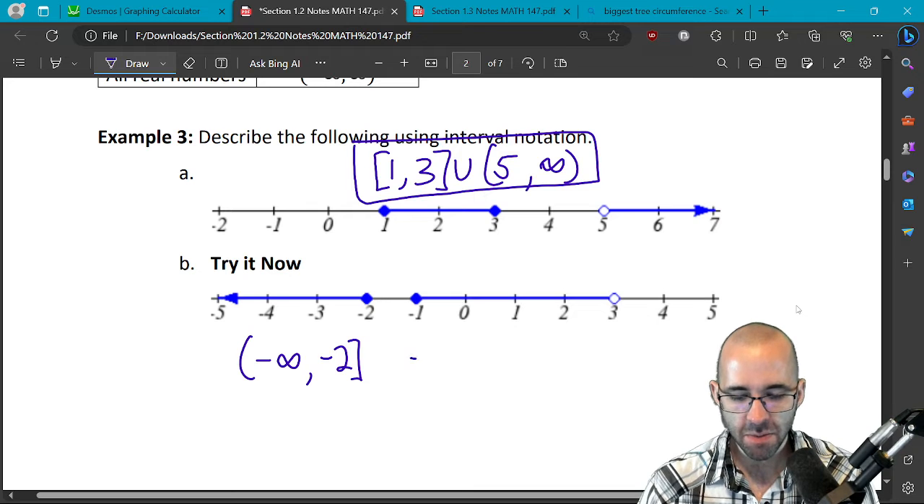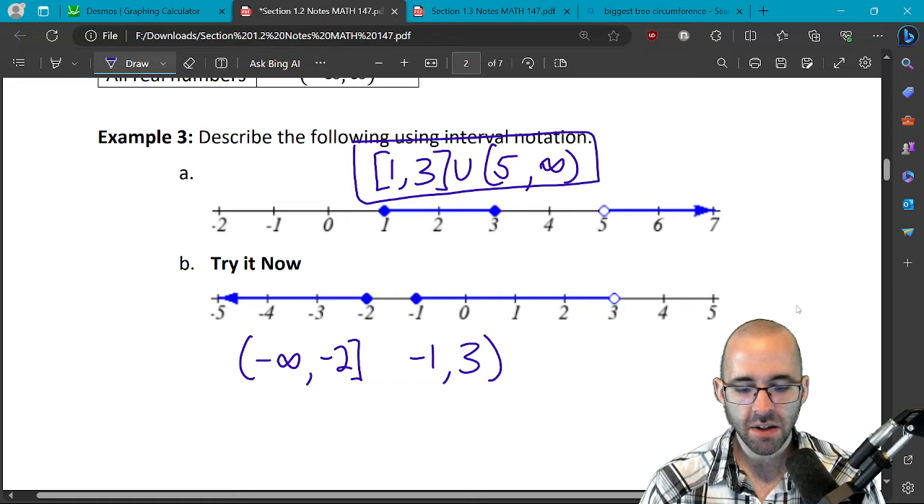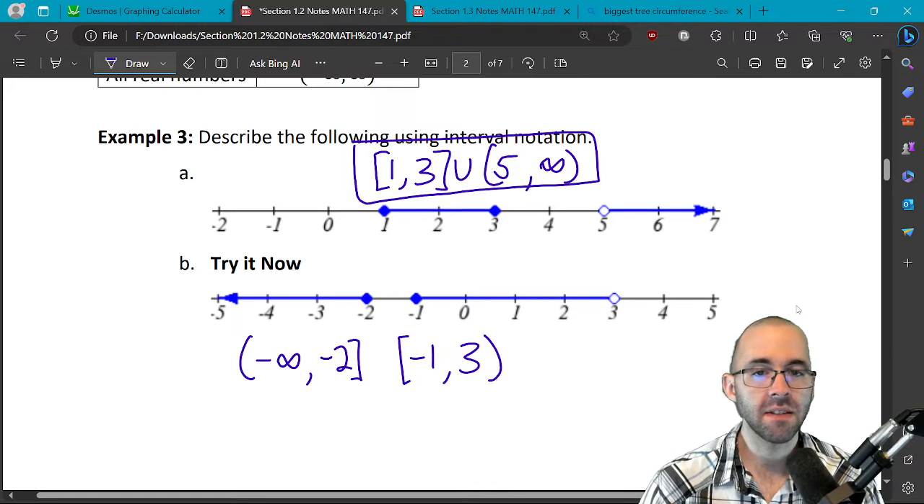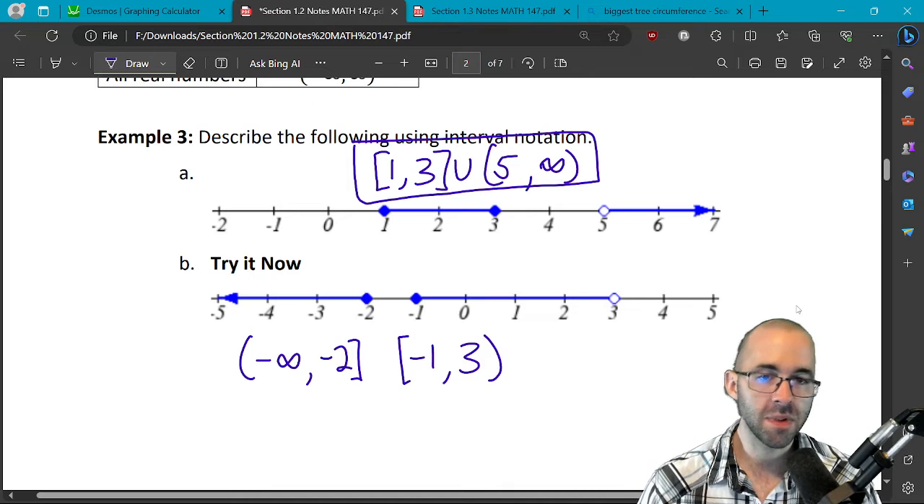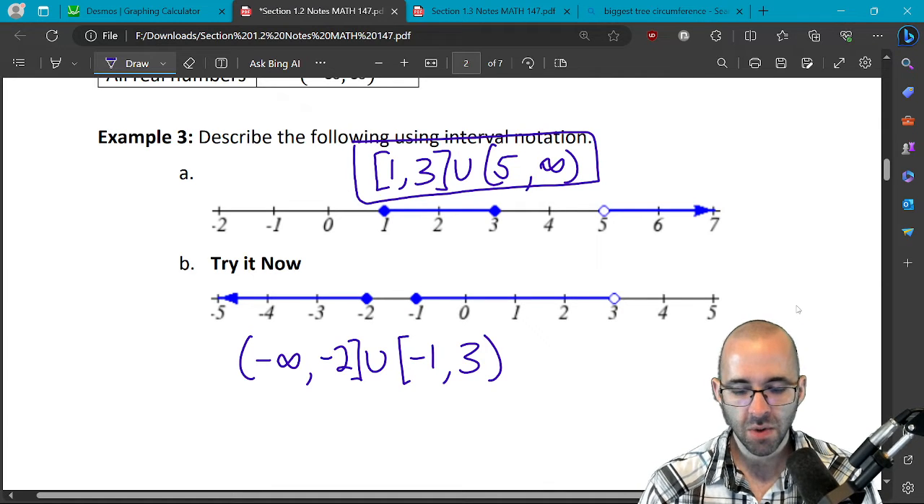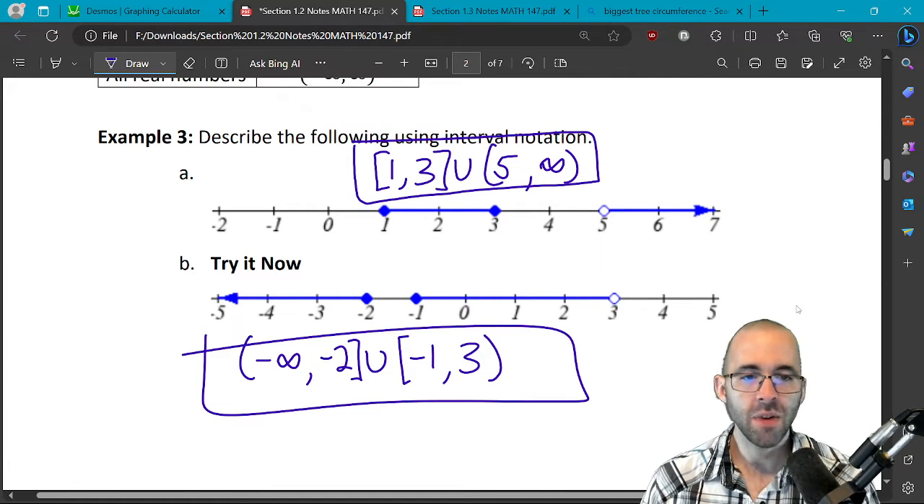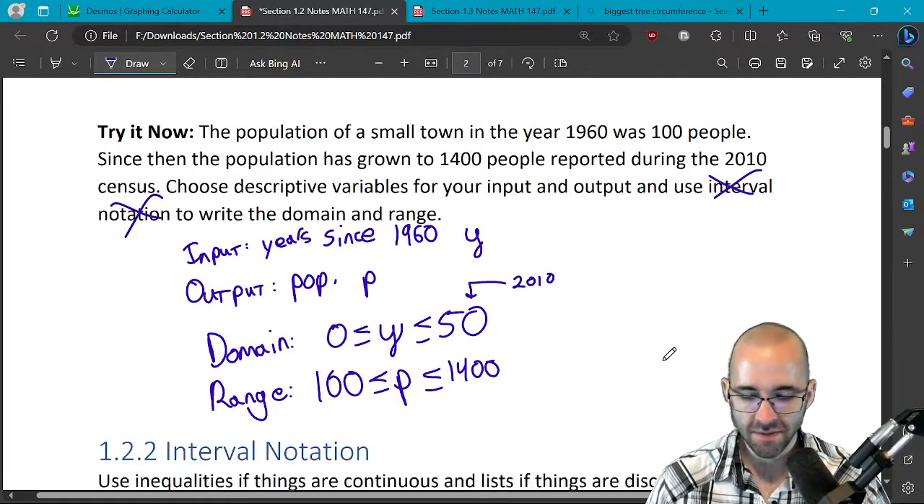The next interval, the smallest number is a negative 1. The biggest number is a 3. 3 is not included, but negative 1 is. Negative 1 has that closed circle. 3 has an open circle. Connect them with the union sign. We've got our answer. That's interval notation.